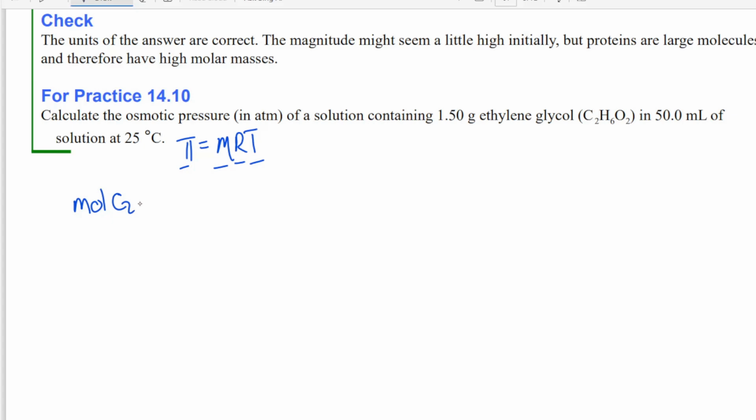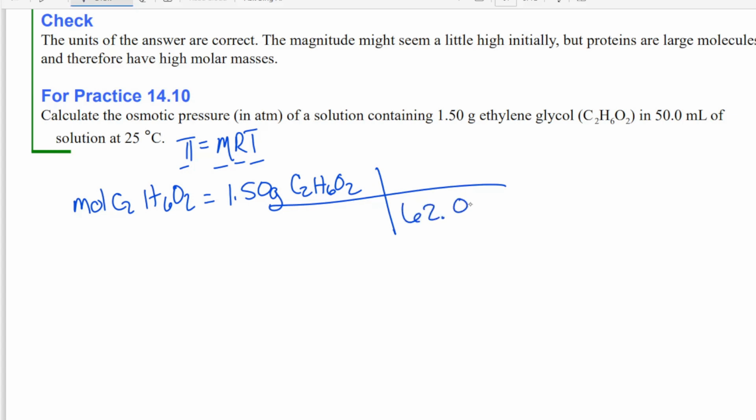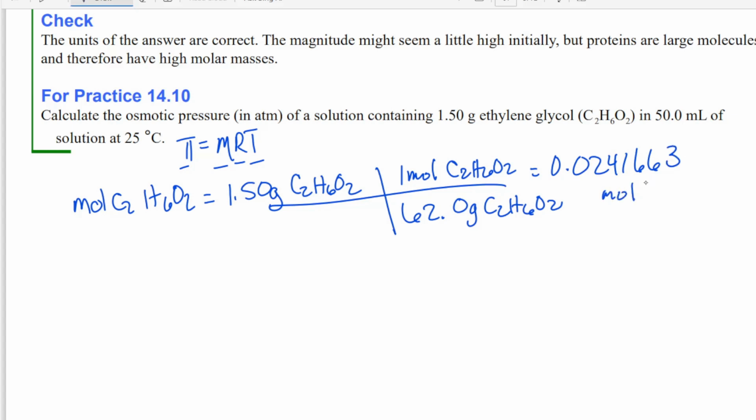So the moles of C2H6O2 is equal to 1.50 grams of C2H6O2 times 1 mole per 62.0 grams, and that's equal to 0.0241663 moles of C2H6O2.